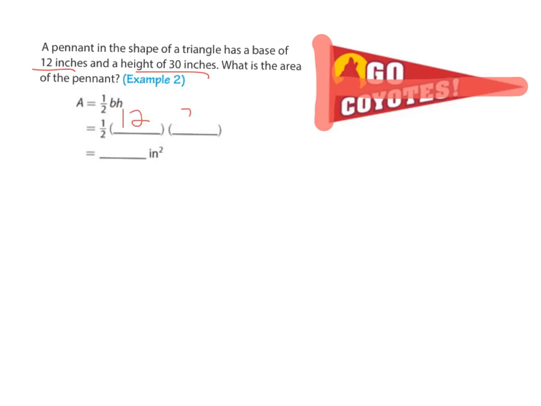So this is 1/2 times 12 times 30. Half of 12 is 6 times 30. 6 times 0 is 0, 6 times 3 is 18. So my answer is 180 inches squared. And that's it, guys. That's all there is to finding the area of a triangle.